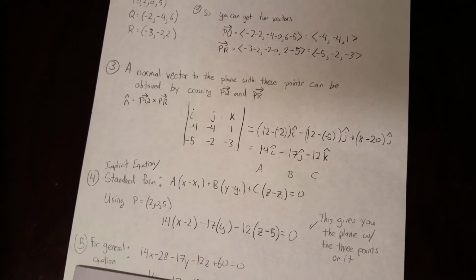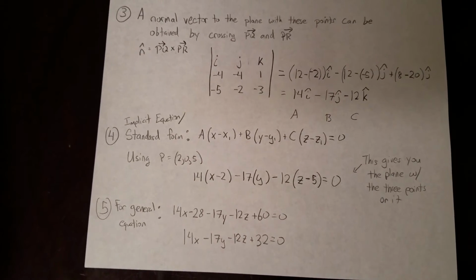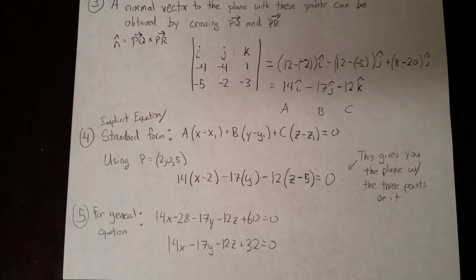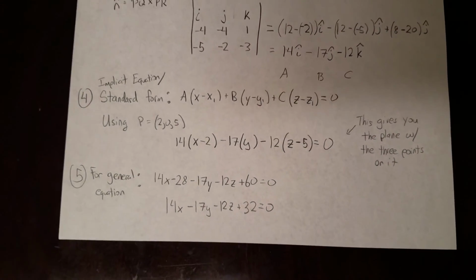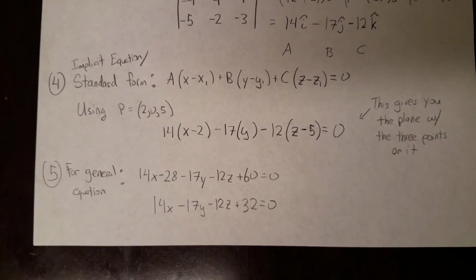Don't get tripped up if you get asked for the general equation, right? All you have to do is distribute through and combine the like terms. So when I distribute through, we have 14x minus 28 minus 17y minus 12z plus 60 equals 0. Combine like terms, you get 14x minus 17y minus 12z plus 32 equals 0.